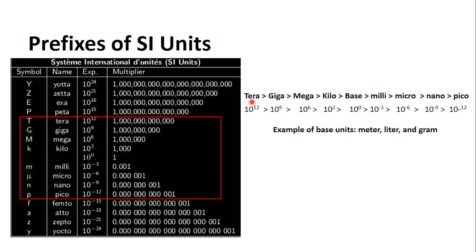So from tera, 10 raised to 12, giga 10 raised to 9, mega 10 raised to 6, kilo 10 raised to 3, base 10 raised to 0, milli 10 raised to negative 3, micro 10 raised to negative 6, nano 10 raised to negative 9, and pico 10 raised to negative 12.